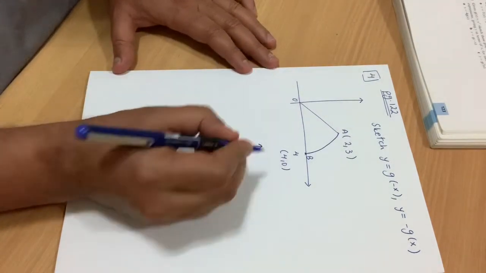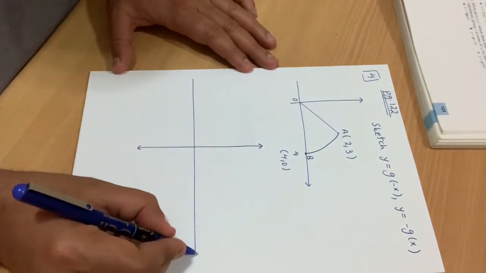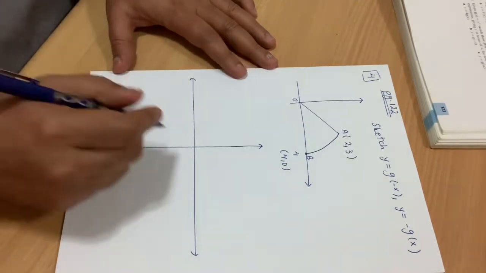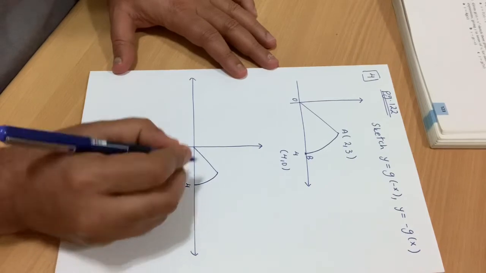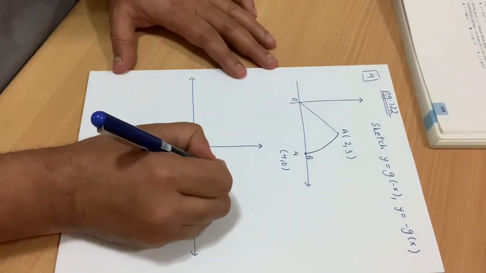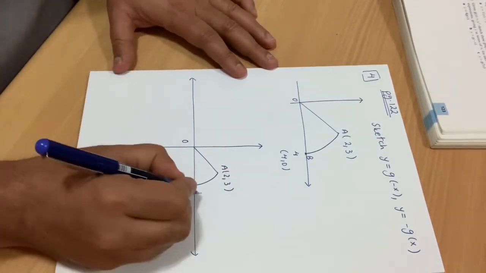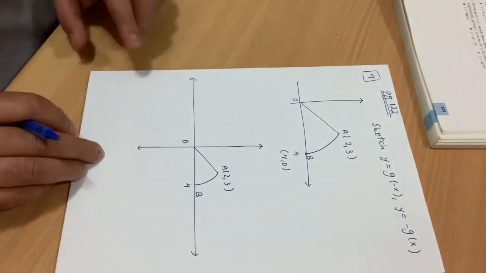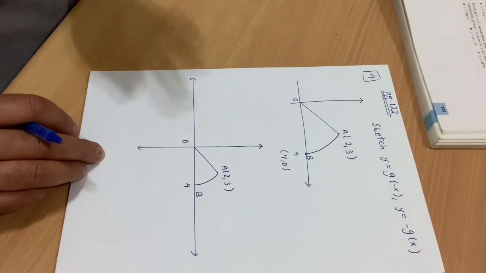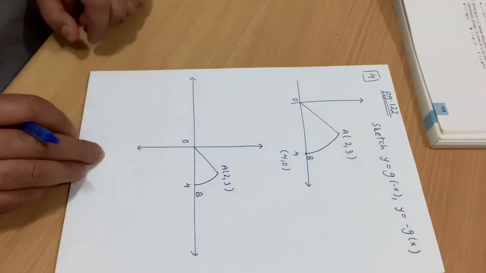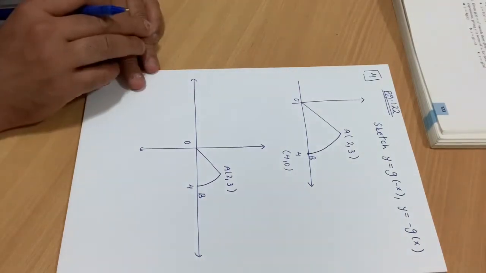This is the y-axis. These are the main points: O and point A, 2 and 3, point B and point O. Point O will never change at all, because the reflection of the origin will always give you the same point. So the origin doesn't change at all.